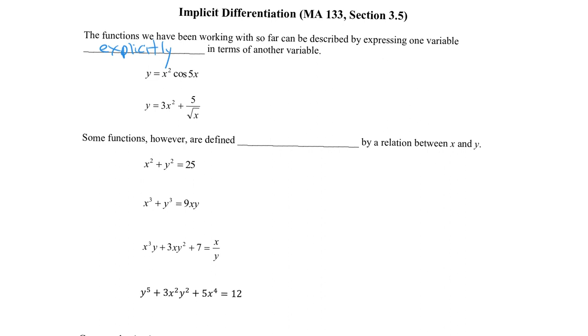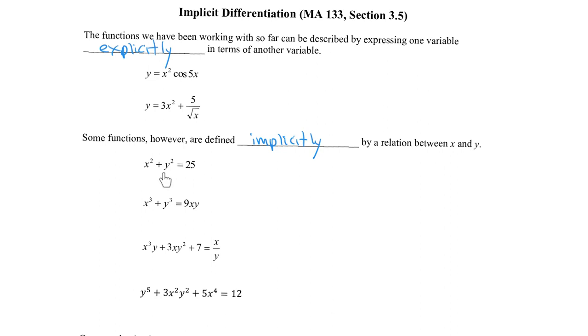But some functions are defined implicitly by a relation between x and y. And we've seen some of these also. We've seen the equation of a circle like this, right? Equation of a circle centered at the origin with a radius of 5. Or maybe something like this.